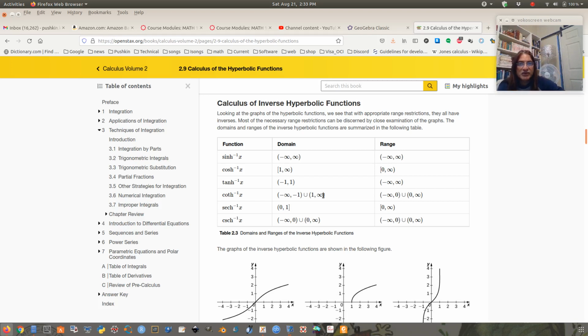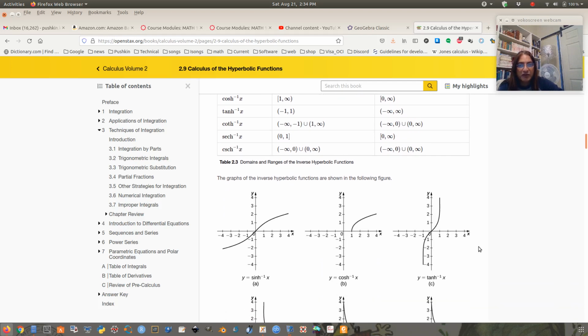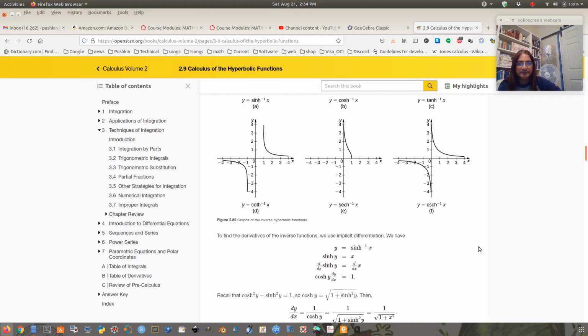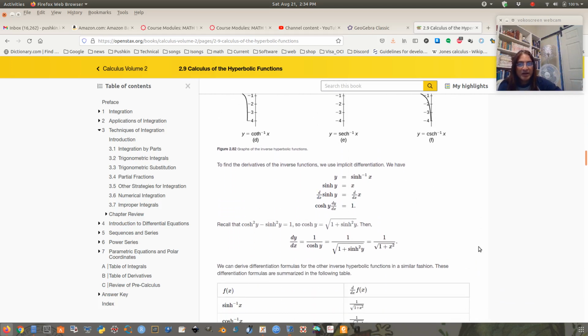So this table gives you the domain and range of these inverse hyperbolic functions, and the plots of these are given here. These can be derived by looking at the plots of the original hyperbolic functions. Okay, and then we can obtain the derivatives of these inverse functions. As an example, we have to find the derivative of sinh inverse x. So let's say y equals sinh inverse x, and we want to find dy over dx.